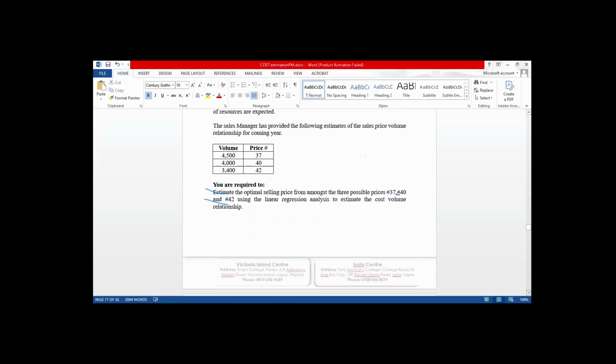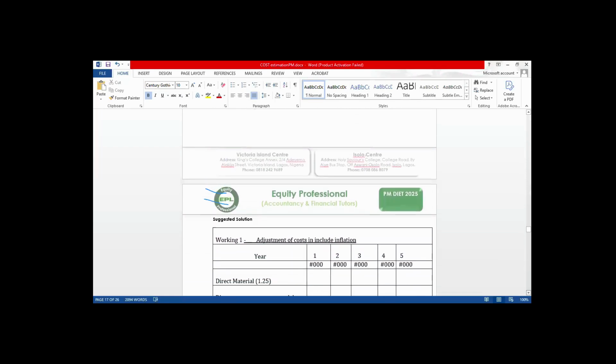Let's go to it. Working number 1, adjustment of cost to include inflation. Material costs will increase by 25%. Now check year 1. From the question, what was material cost in year 1?